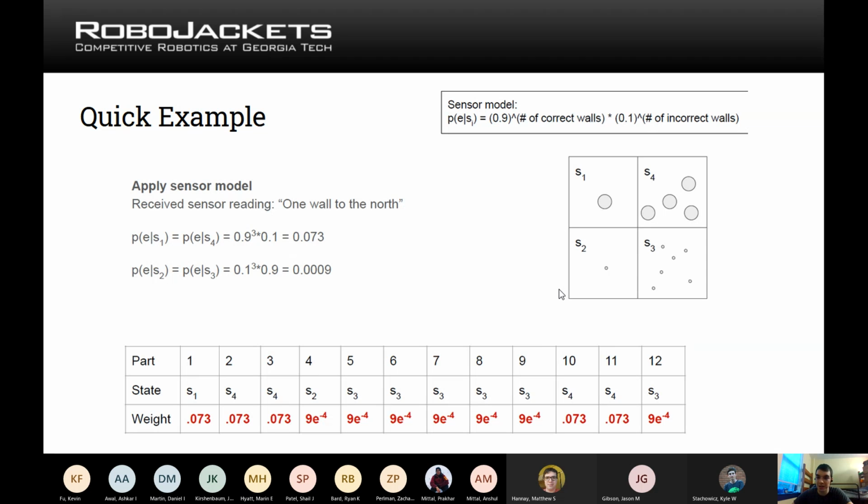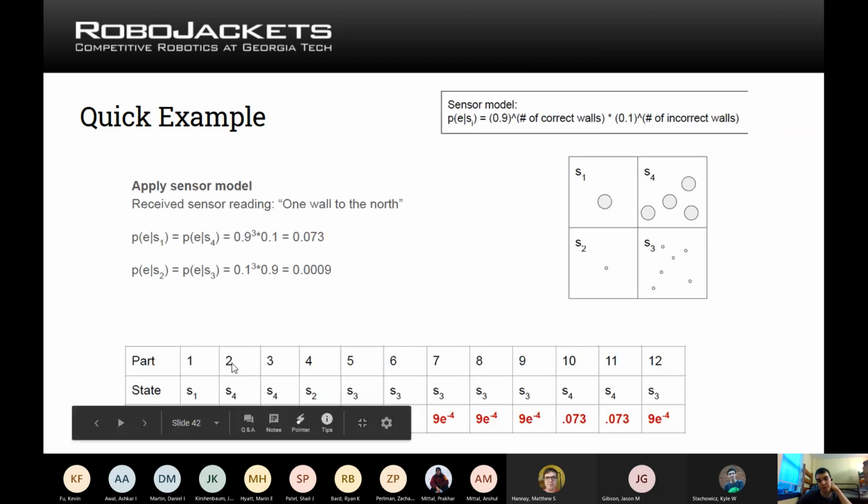Third step is we receive a sensor reading that says there's a wall to the north, and based on our sensor model, we want to find the probability that we get this sensor reading given we are in this state. So the probability that we would read a wall to the north if we are in state 1 is equal to 0.073, and that's just calculated based off of our sensor model. This could be anything though, like it could be a Gaussian. That's the nice thing about particle filters: your sensor model can be anything, but it depends on the application. But what you'll see is all of the particles now have different weights, or well, a lot of them do.